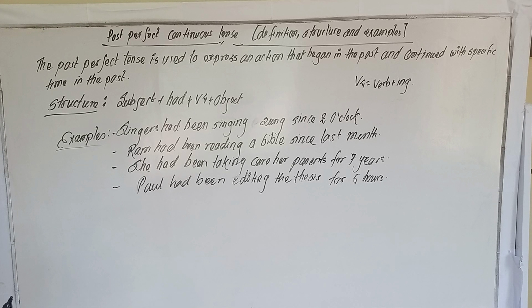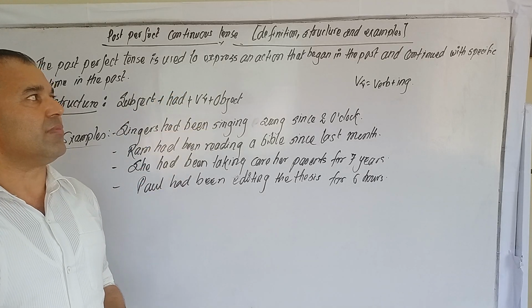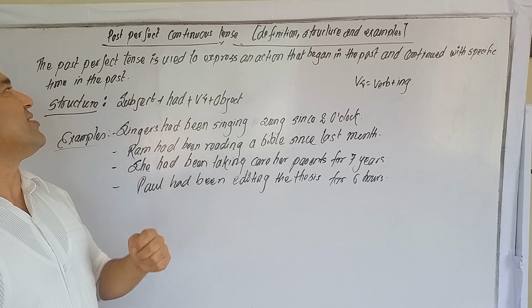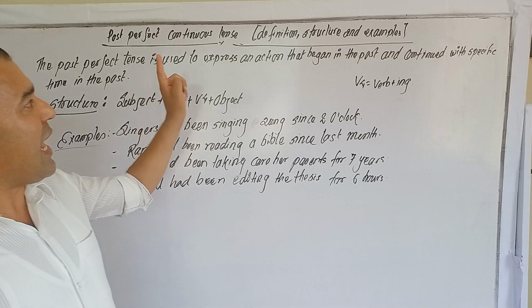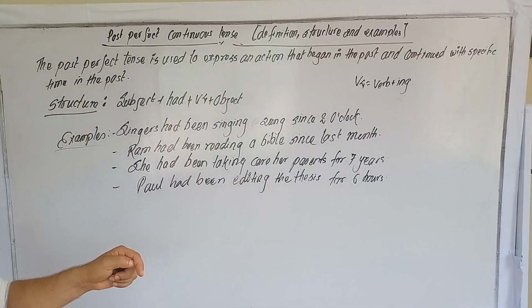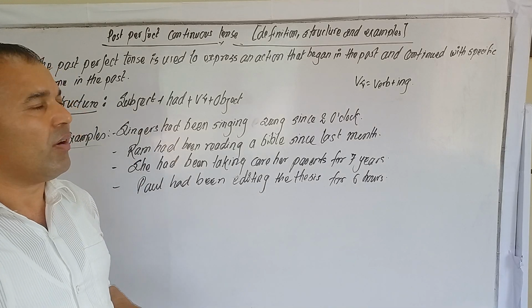So, past perfect continuous tense is used to express an action that began in the past and continued to a specific time in the past. Understand? Express an action that began in the past and continued to a specific time in the past. Understand? Alright.